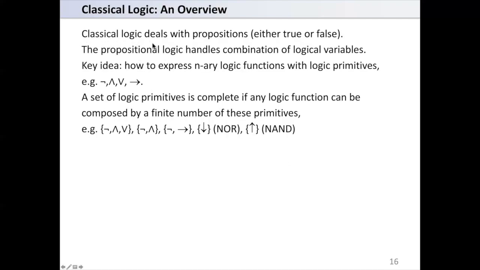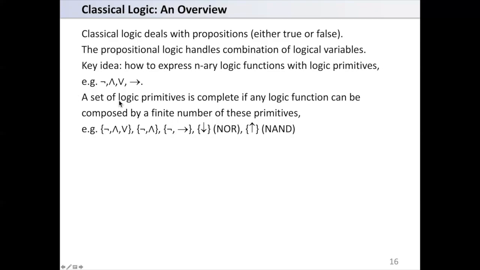Classical logic deals with propositions, either true or false. The propositional logic handles combinations of logical variables. The key idea is how to express n-ary logic functions with logic primitives. For example, the logic functions not, and, or, and implication.